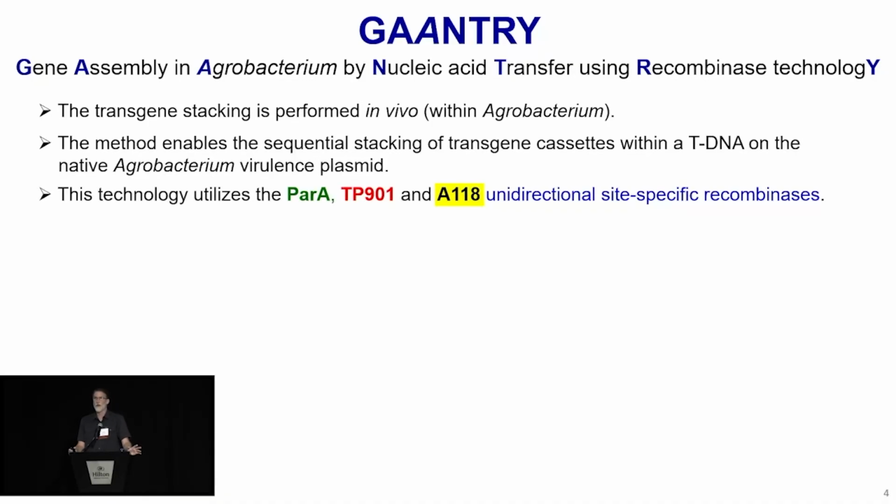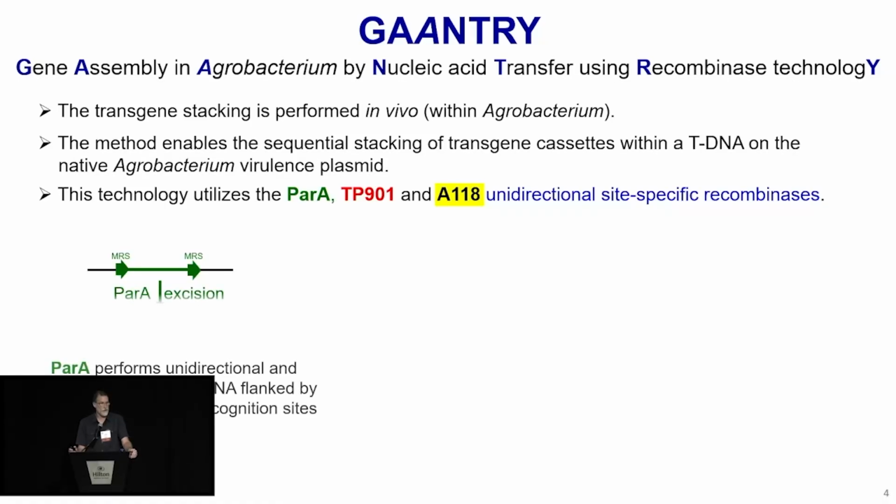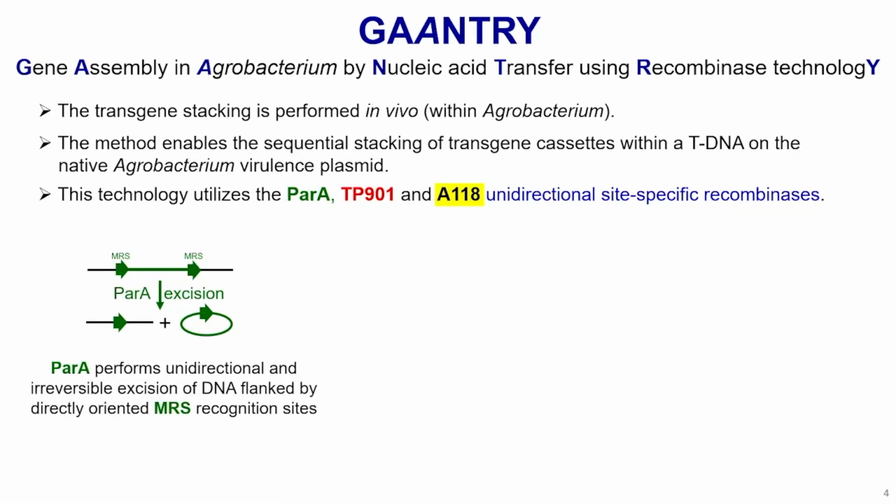This technology, as Katie alluded to, uses some novel, very powerful enzymes called unidirectional site-specific recombinases. The 3 that are used in the GANTRY system, which I list there, are PhiC31-like ParA, TP901, and A118 from the phages that they came from in bacteria. ParA is a unidirectional exciser. It recognizes 2 identical sites called MRS, or multi-resolution sites. When they're in direct orientation, the ParA recombinase excises the intervening sequence, leaving behind just a single MRS site.